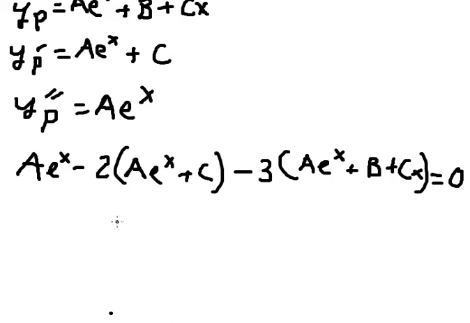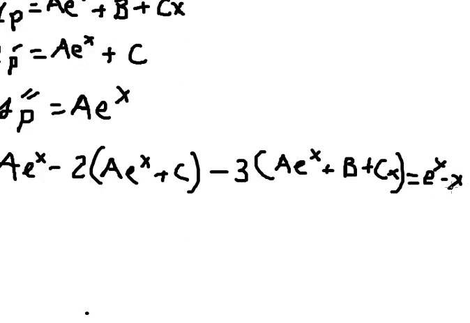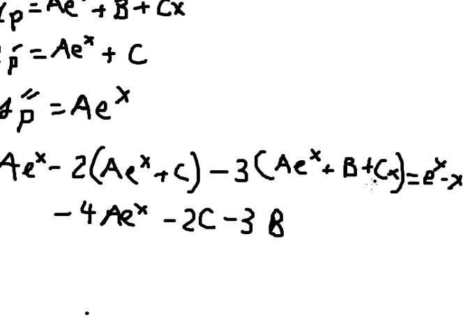So we need to simplify. Oh sorry, this is not 0. So this is e to the power of s minus s. Now we need to simplify. So we have a e to the power of s, negative 2a e to the power of s, negative 3a e to the power of s. We have negative 4a e to the power of s. The next one, we have negative 2c, negative 3b. And the next one, we have negative 3cs.